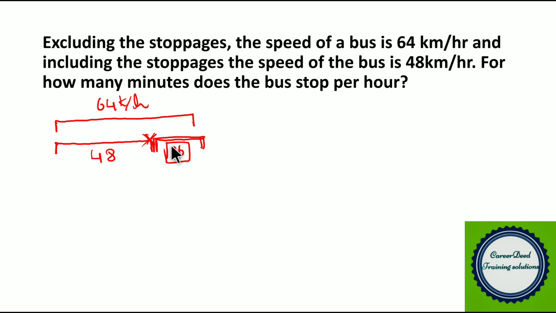So if you find how much time it will take the bus to cover the 16 kilometers, it will definitely be equivalent to the time taken by the bus in stoppage, right? So here 16 kilometers is the distance and speed is 64 km per hour. So time is equivalent to distance by speed, 16 by 64. So we get 1 by 4, right? So 1/4.